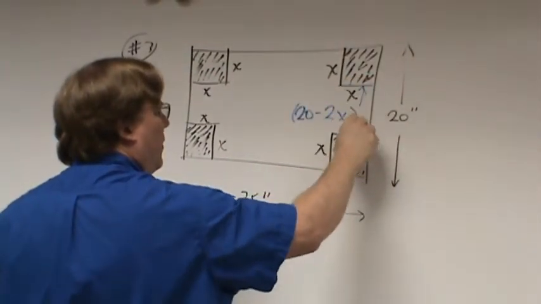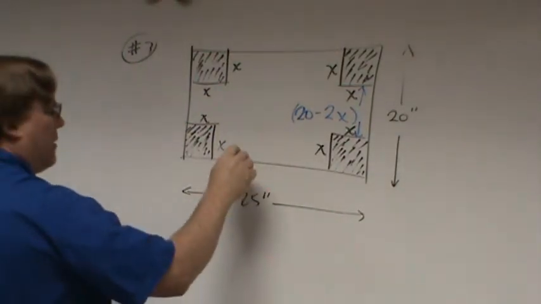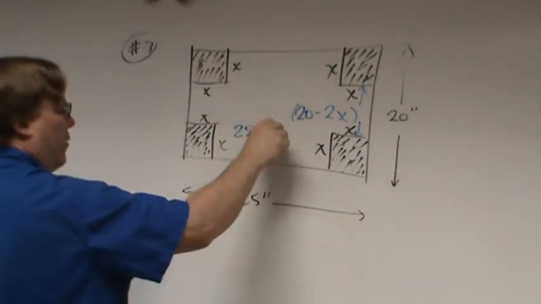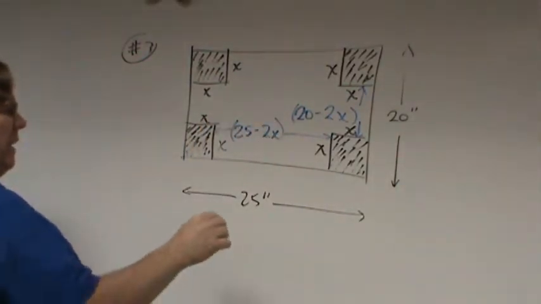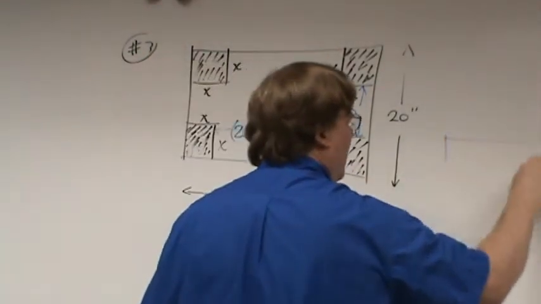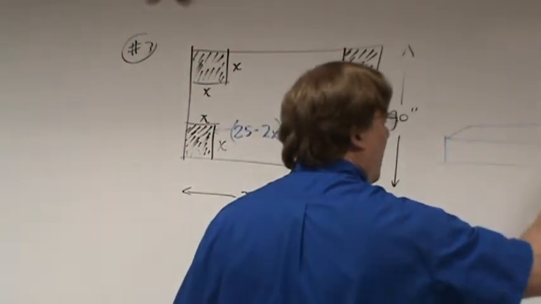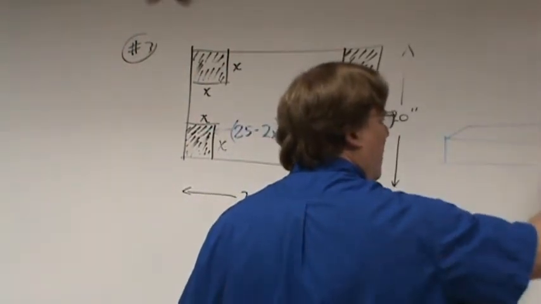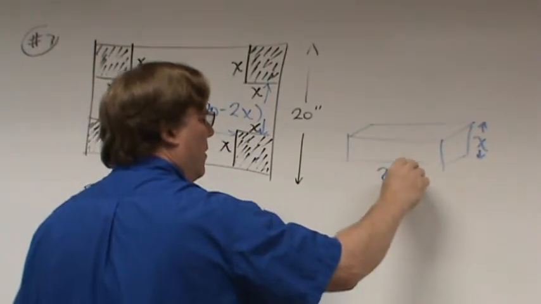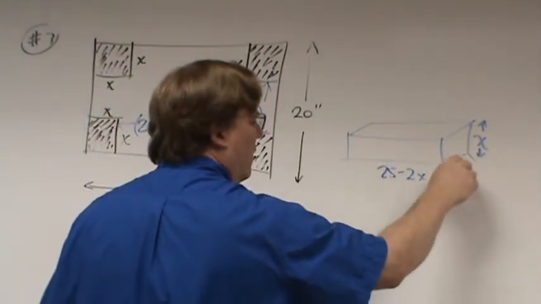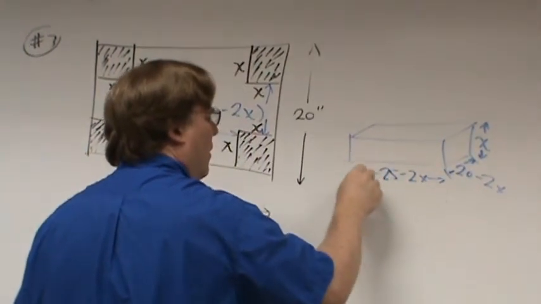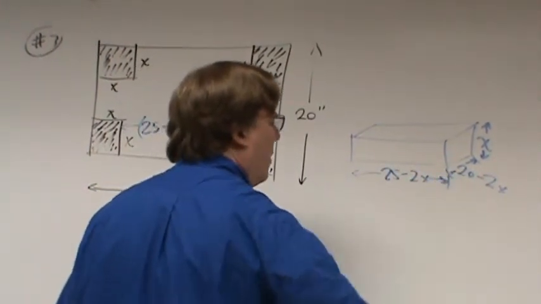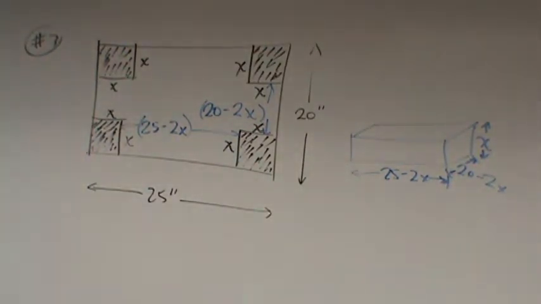So this distance is now 20 minus 2x. This distance here is 25 minus 2x. And the height of the box is x. So you guys getting what it is? So get the volume, take the first derivative, I'll give you another 2 minutes.